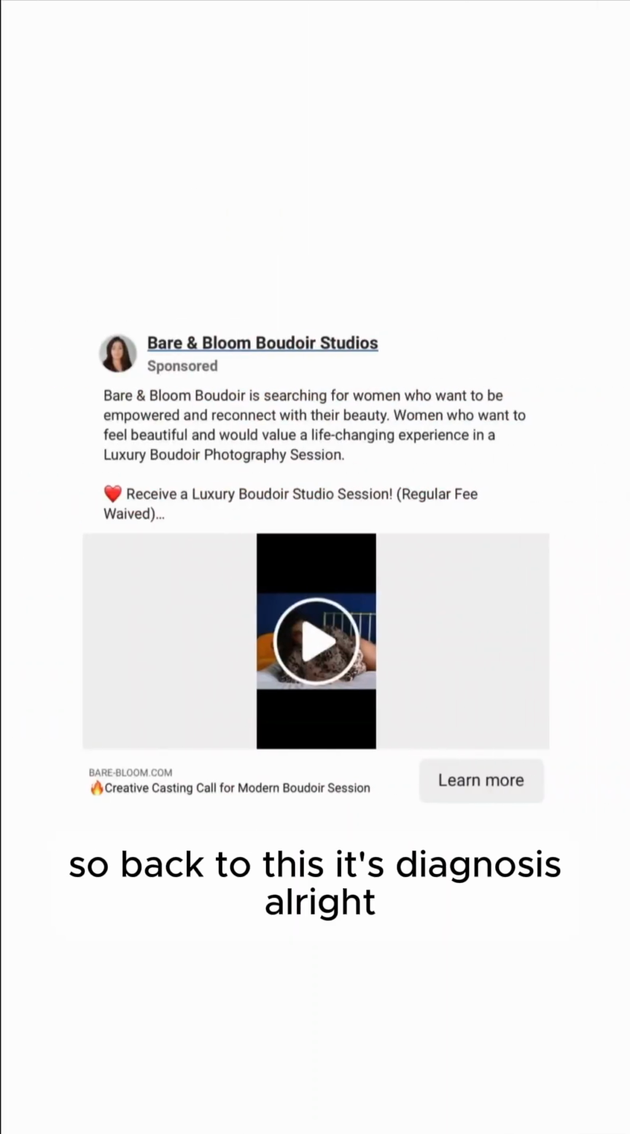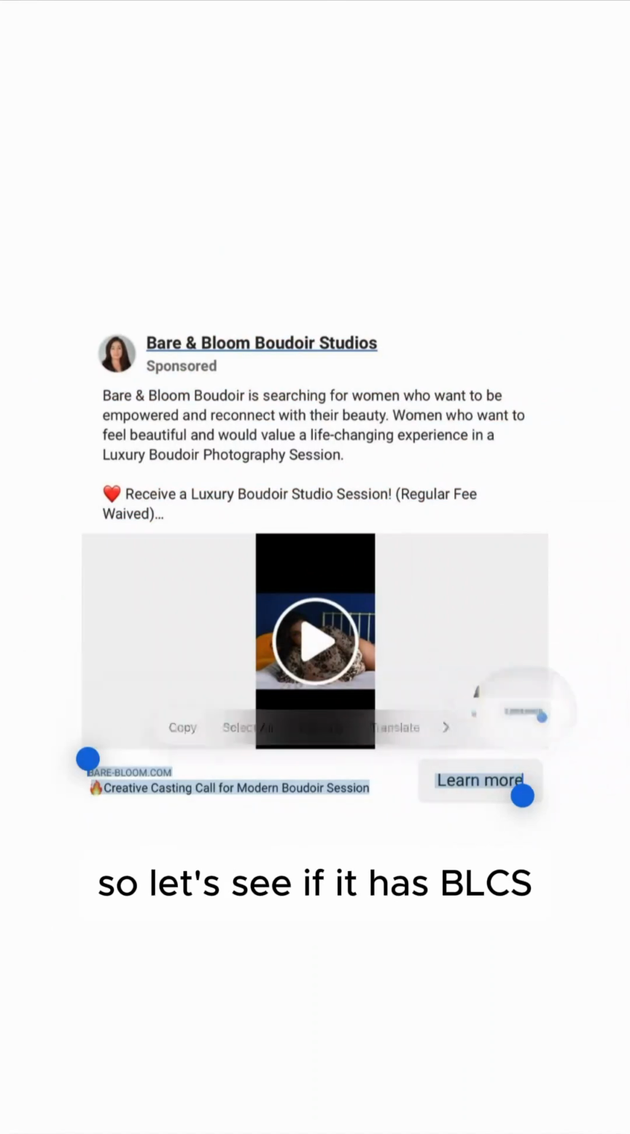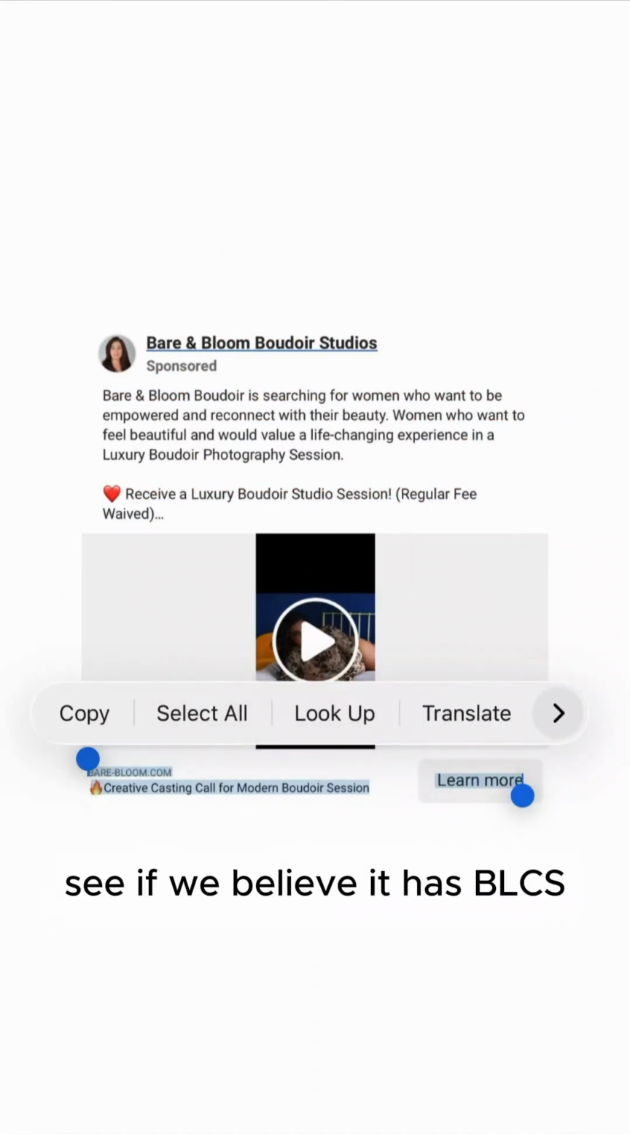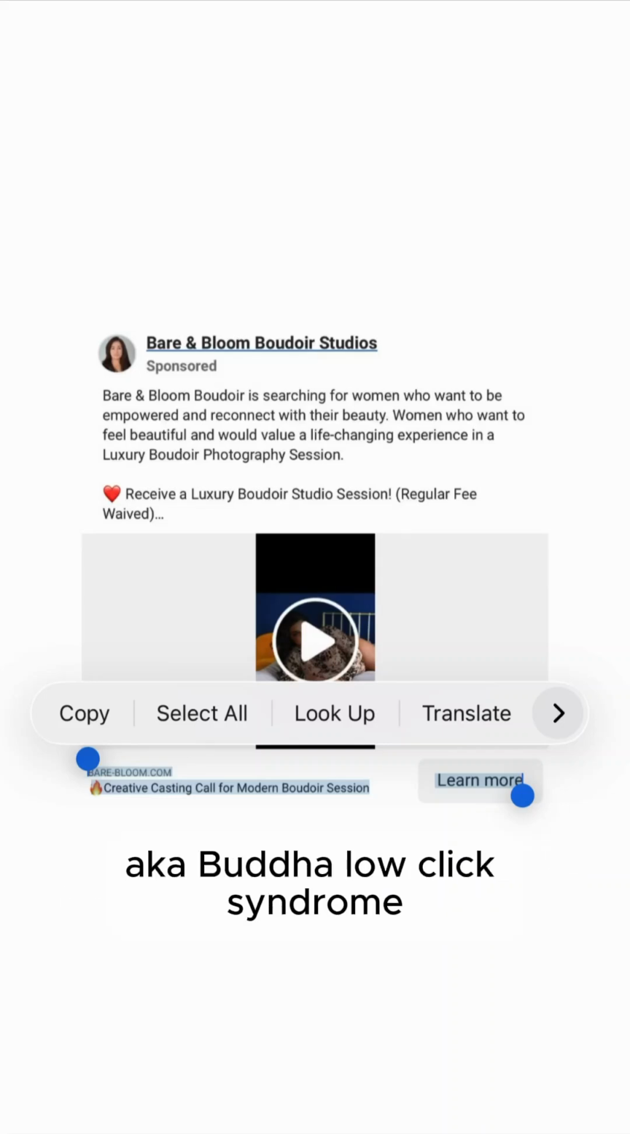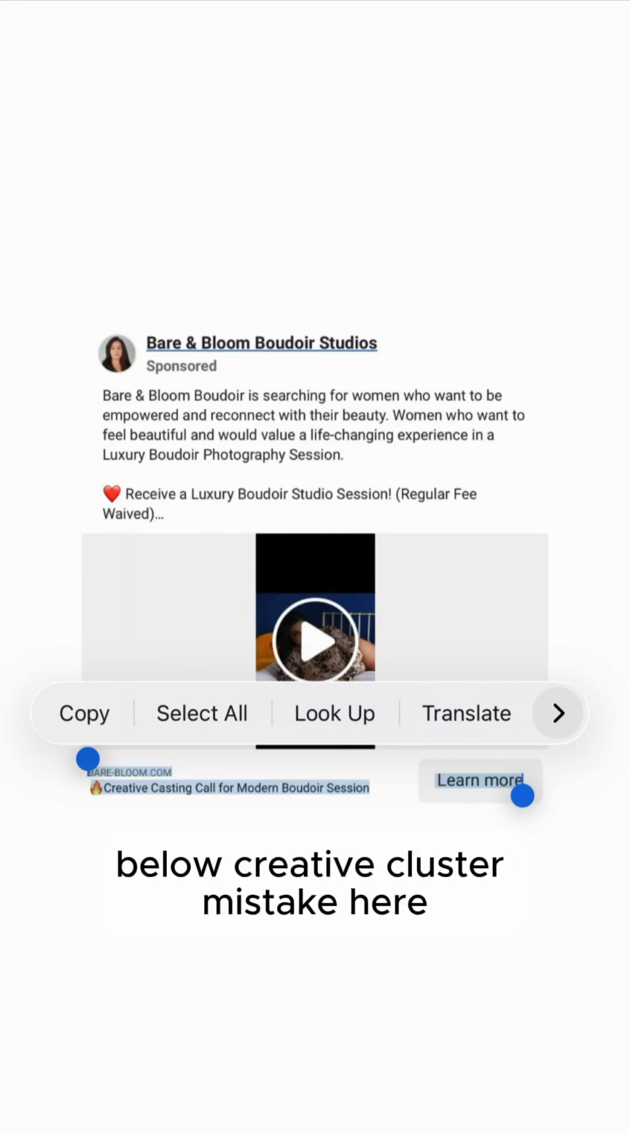So back to this. Let's diagnose this. All right, so I'm gonna see if it has BLCS. See if we believe it has BLCS, aka Boudoir low click syndrome. So we got the below creative cluster mistake here.